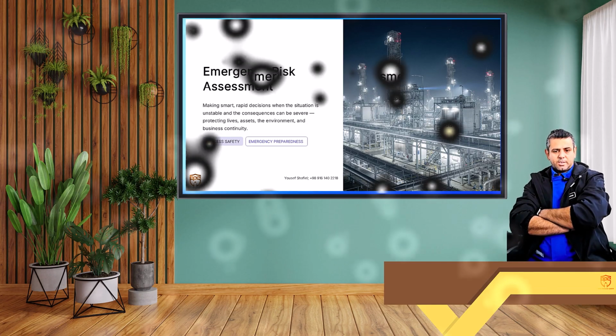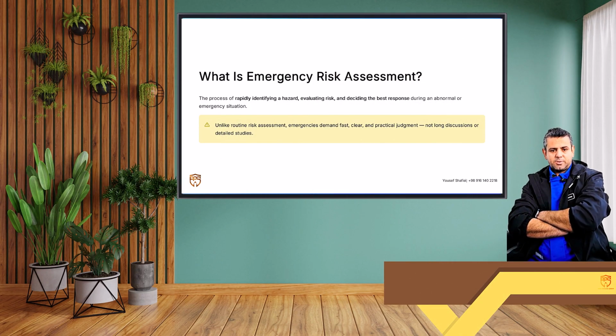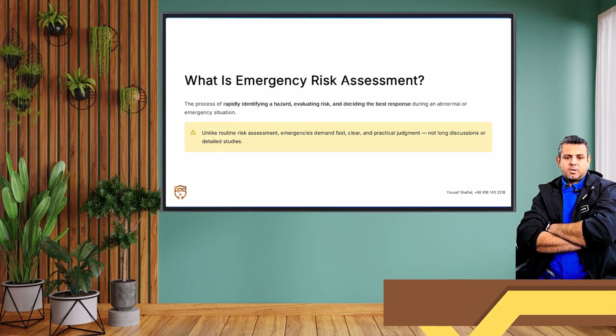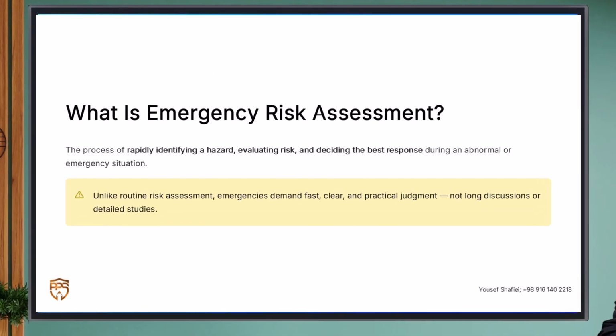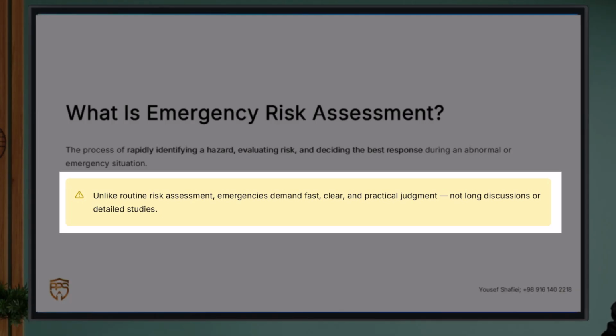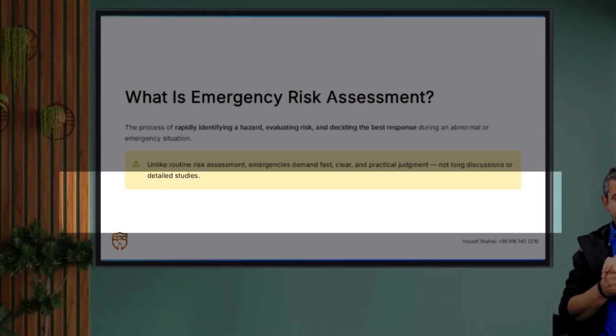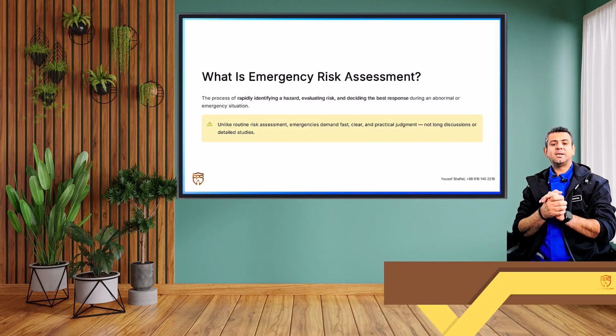So what exactly is emergency risk assessment? In simple words, it is the process of rapidly identifying the hazard, evaluating the level of risk, and deciding the best response action during an abnormal or emergency situation. It is different from a normal risk assessment because in an emergency we don't have the luxury of long decisions or detailed studies. We need fast, clear, and practical judgment.